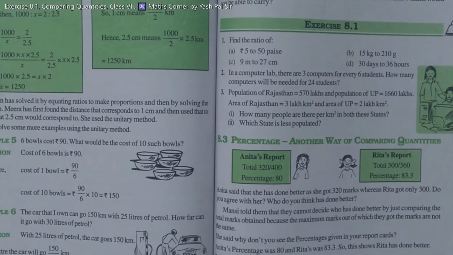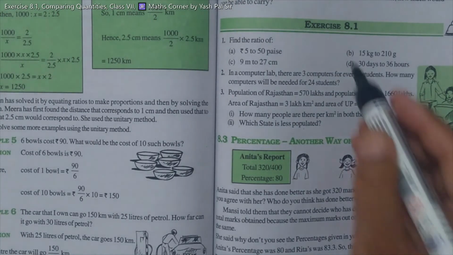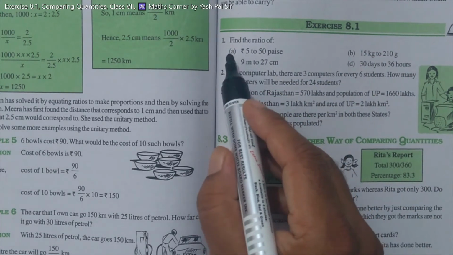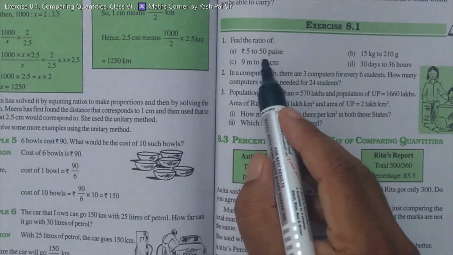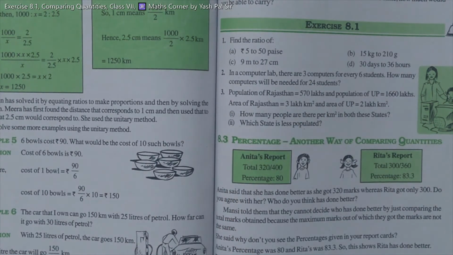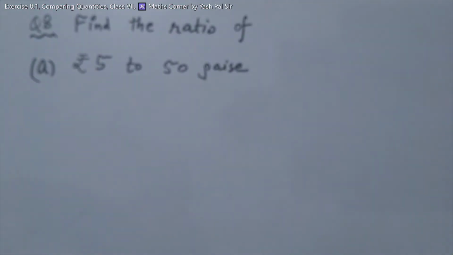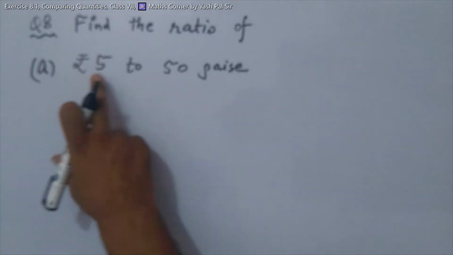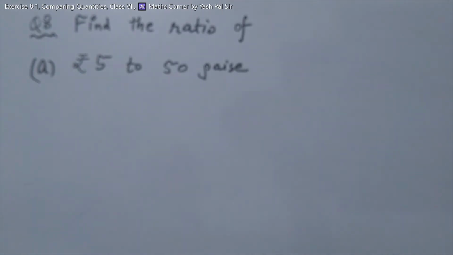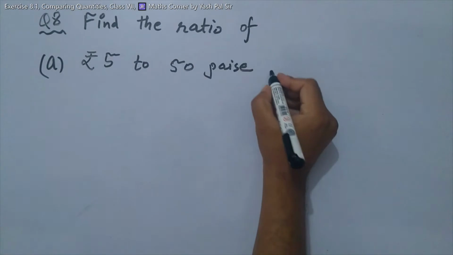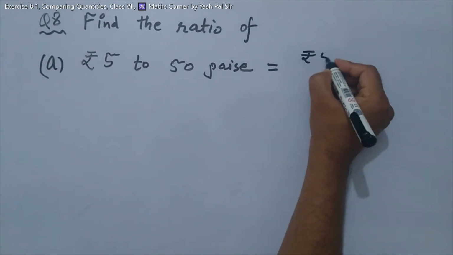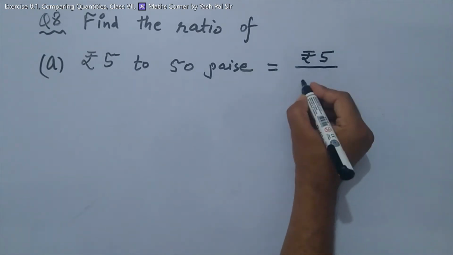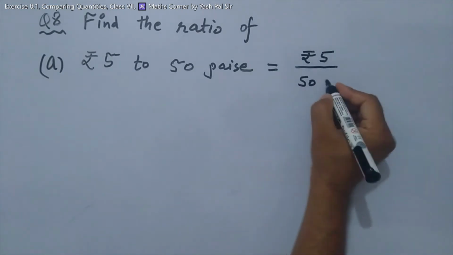Now we shall discuss the questions of exercise 8.1. The very first question is, find the ratio of rupees 5 to 50 paise. So this way we have the question, rupees 5 to 50 paise. Ratio means we write this way, rupees 5 divide 50 paise.